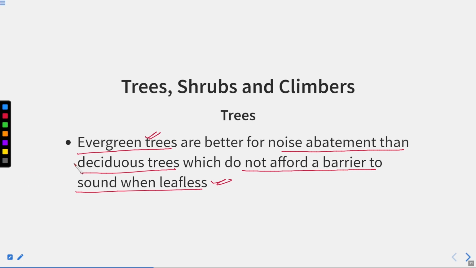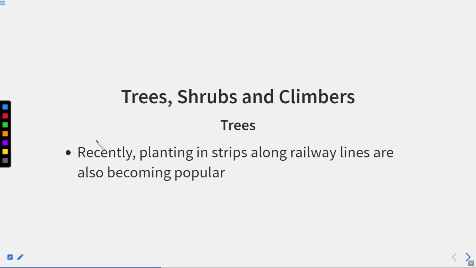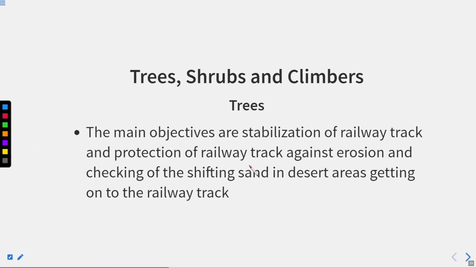But if we plant deciduous trees, the trees shed their leaves in a particular season, and at that time they are not going to control the noise as well as the air pollution. So evergreen trees are generally favored to grow along the roadside. Recently, planting in strips along the railway lines is also becoming popular. So not only along the roadside, nowadays planting in strips along the railway is also adopted.